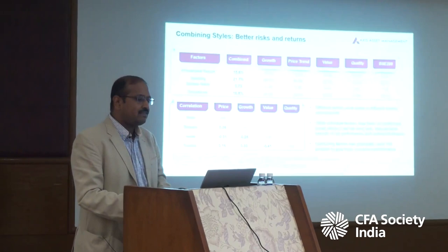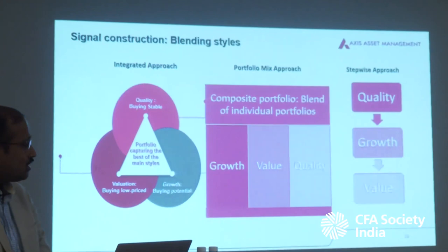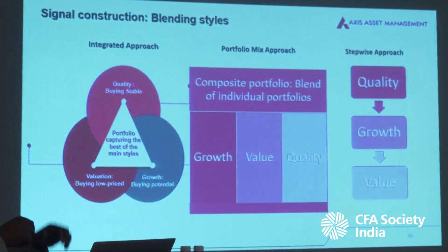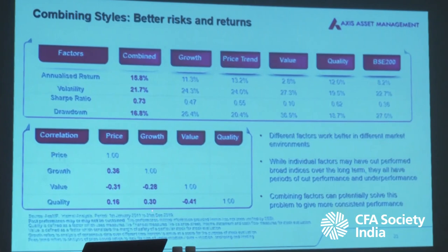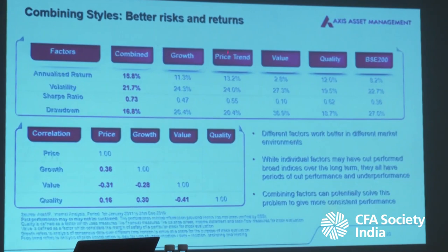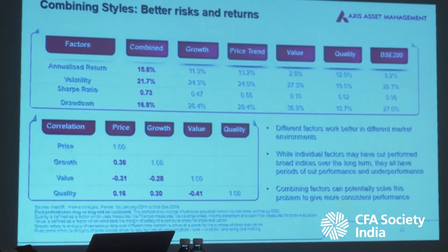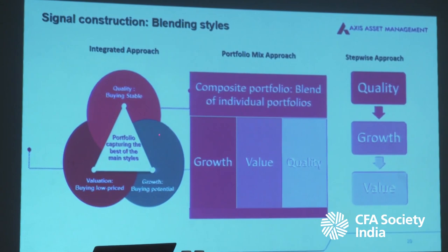So now what I've done is I've used this particular strategy where you combine these three strategies and invest in the intersection. So what we did is, for the period of 2011 to 2019, we ran five portfolios. Individually, we ran a growth portfolio, price trend portfolio, value portfolio, quality portfolio, and then we ran a combined portfolio. The way we ran the combined portfolio is based on this measure, where we combine all the signals and then invest in the intersection.